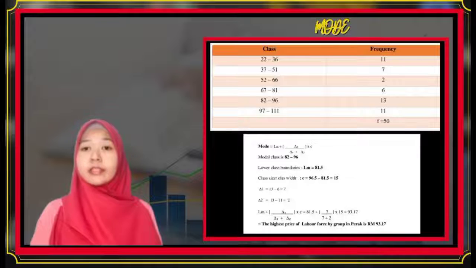Next, the difference between the frequency of the modal class and the frequency of the class before the modal class is equal to 7. Meanwhile, the difference between the frequency of the modal class and the frequency of the class after the modal class is equal to 2. The solution is we take 81.5 plus in bracket 7 divided by 7 plus 2, and times 15. The answer of mode is 93.17.